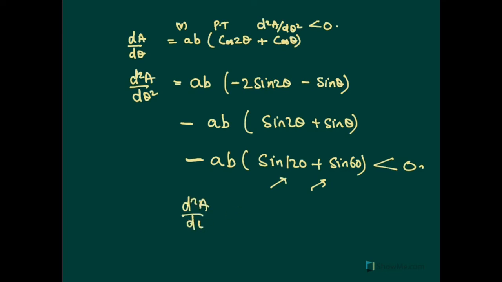So it's clearly a negative quantity, so the 2 is not there actually, actually there will be a 2 sine 120, but it really doesn't matter as long as it is less than 0. We have proved that it is a maximum. So the maximum area is 3 root 3 upon 4 AB.